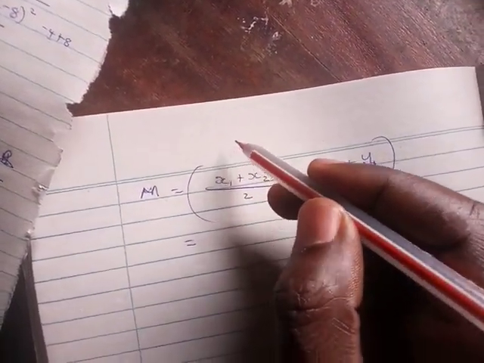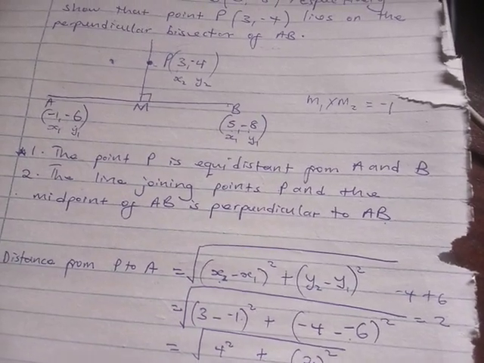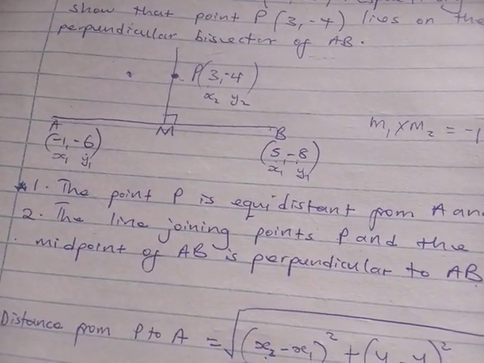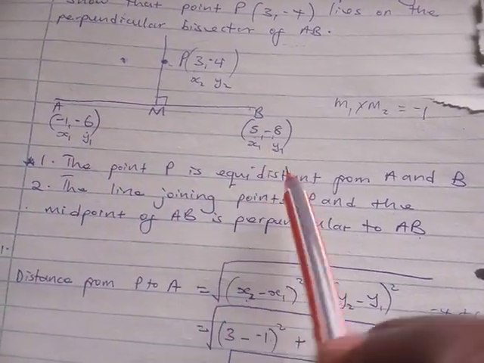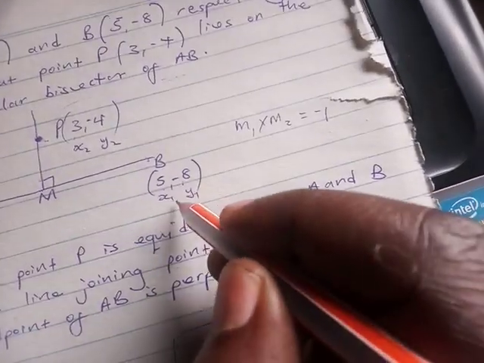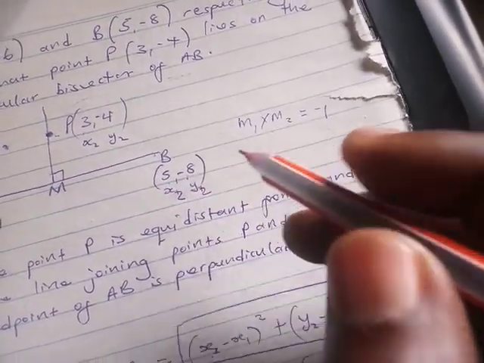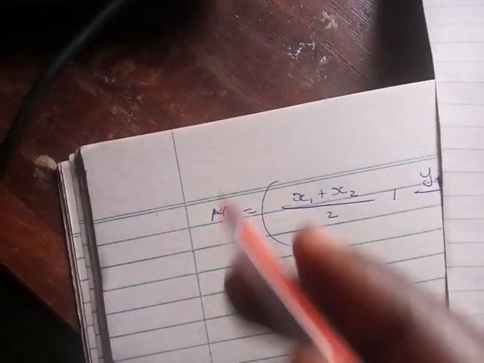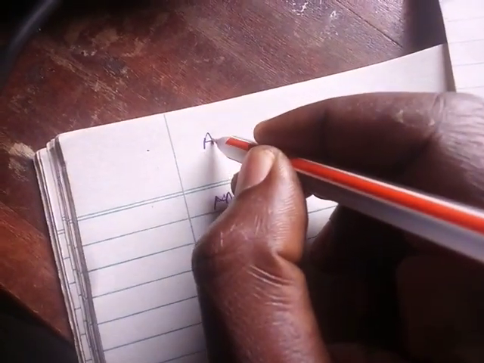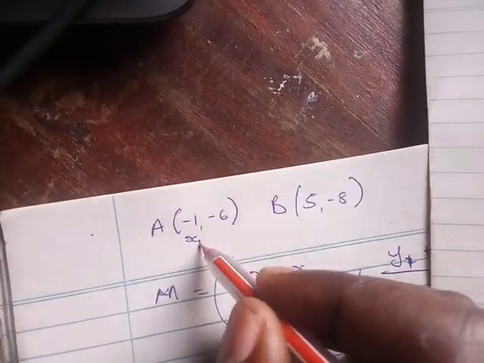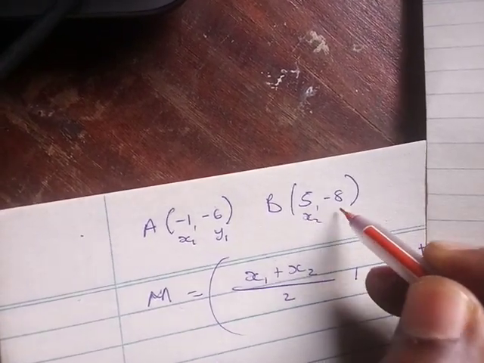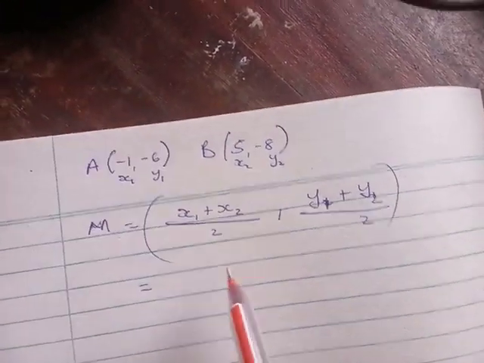So remember, we have points A and B. According to our points there, we can call this one x1, y1, then here x2, y2. So when we do that, we come and substitute here. Let me write the points here so that they don't disturb me. So this is x1, y1. This is x2, y2. Now I'm going to find the midpoint.